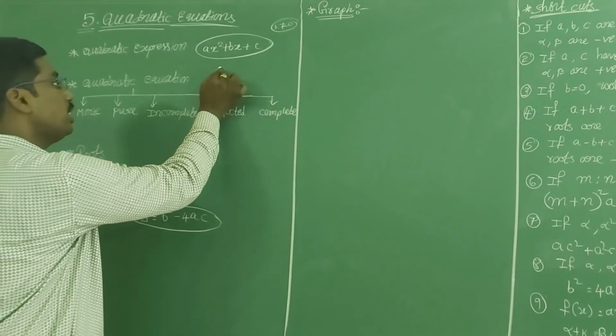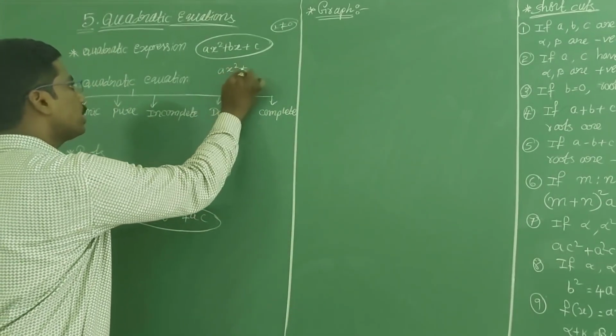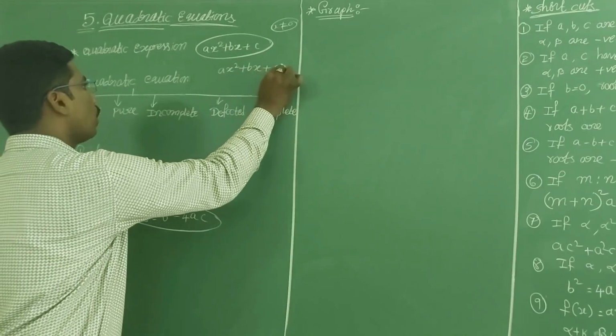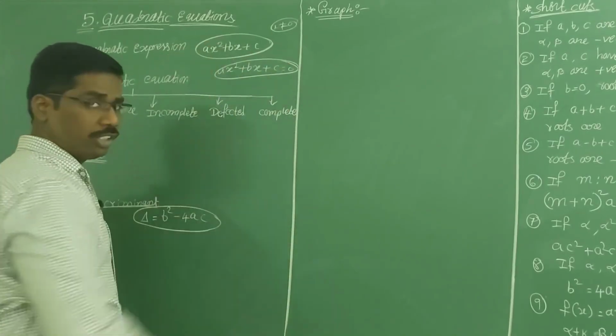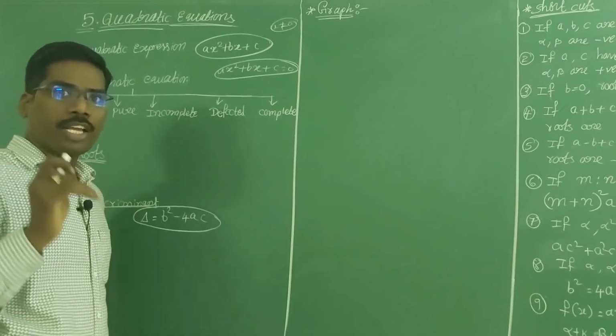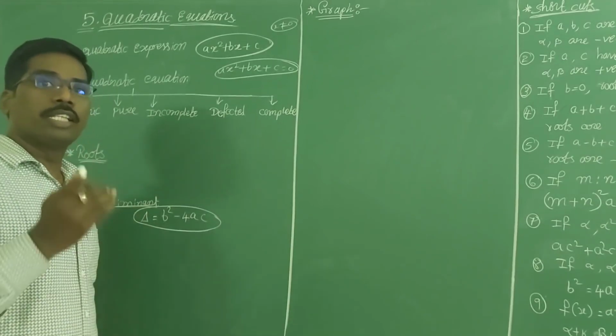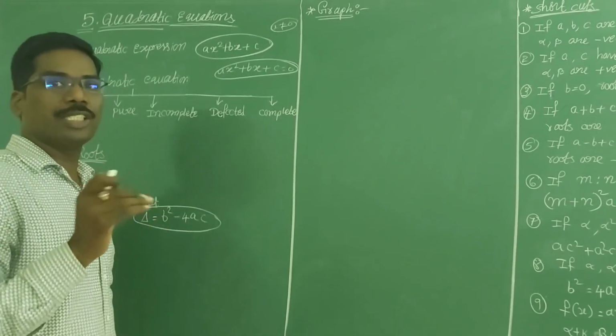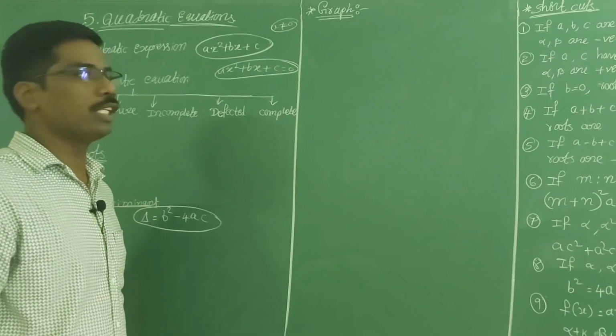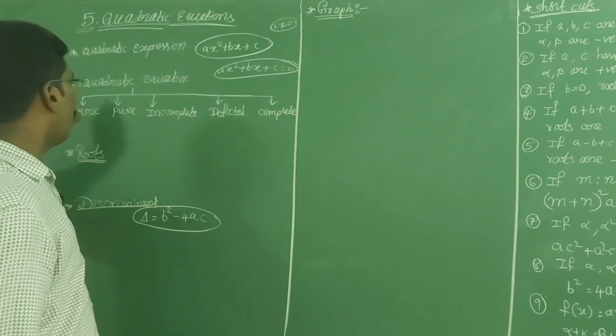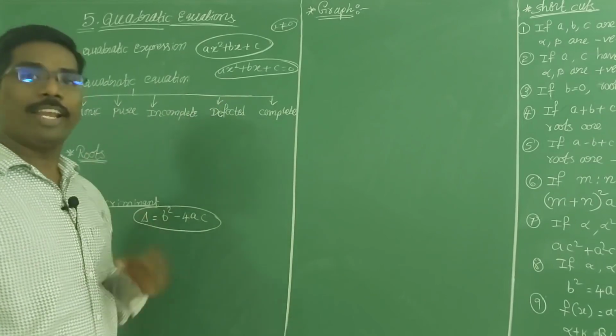If a quadratic expression is equal to 0, then that is called a quadratic equation. Otherwise, we can say that if a, b, c are real numbers and a is not equal to 0, then ax square plus bx plus c is equal to 0 is called a quadratic equation. These quadratic equations are of 5 types.